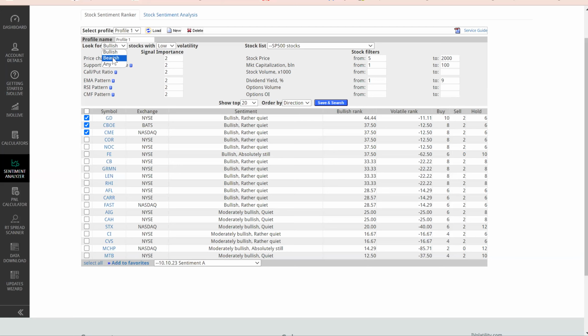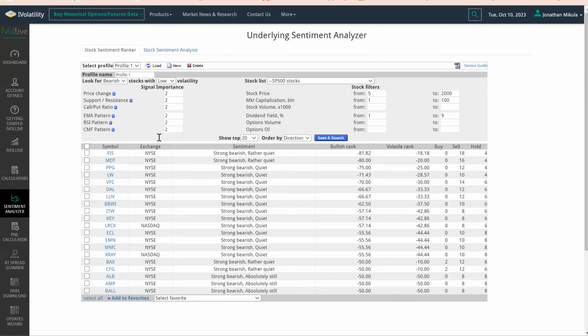You could also do the opposite. You could say, okay, well, what's bearish with low volatility, right? And we want to see high importance on all of these things, right? Price, support, resistance, call put ratio. But it's kind of like the direct opposite of what we just ran. And we could see here are the names that stand out.